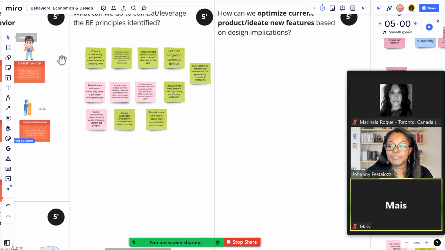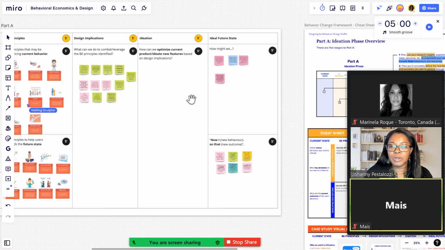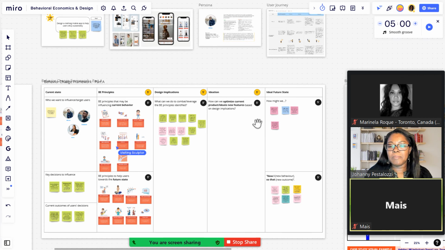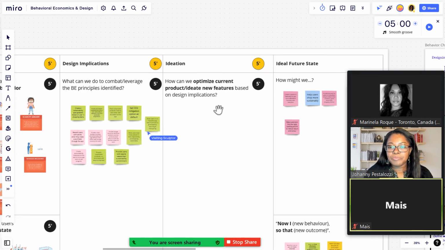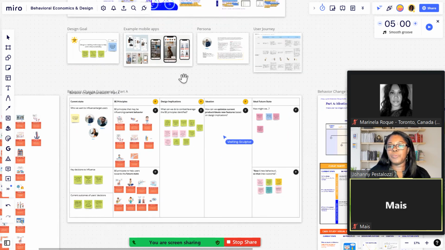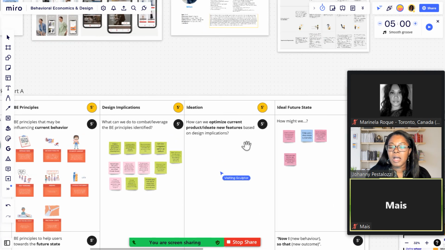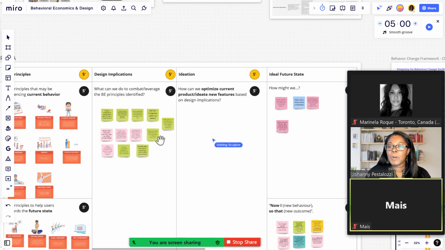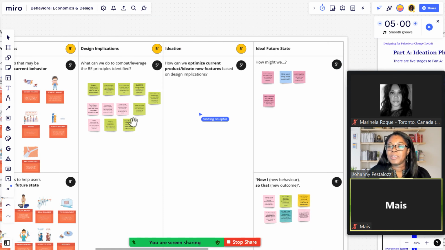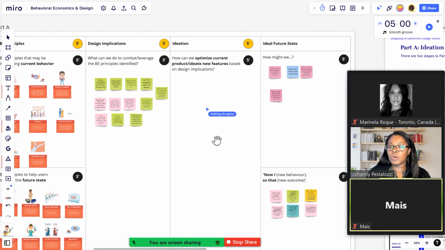Now what we'll do is be a bit more concrete on how this design may look. So the idea is, if we have already a product in place, like those we have here as inspiration from Esprit, Zara, or H&M, how can we optimize the current product or ideate new features based on these design implications? So if you would like to use emojis or pictures from the internet or just a sticky note, feel free to do that. Just be creative on how you would like to do that.